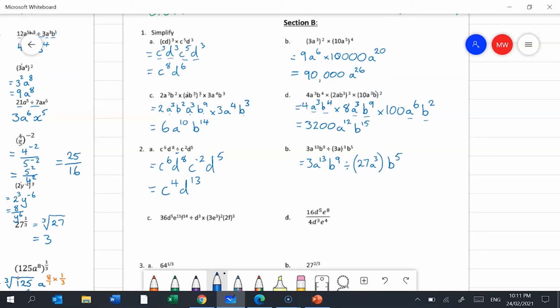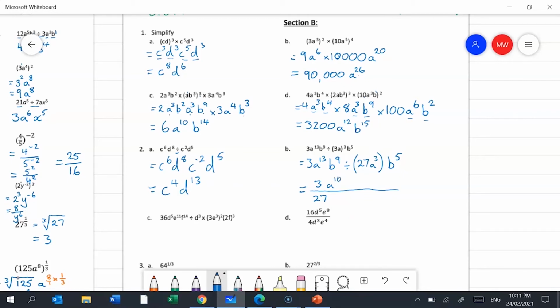And so what we'll do in the next line is the 27 has to go down, because it's really to the power of minus 1 there being divided, okay? So it goes down, so it stays positive, and we don't muck around with the numbers. And we'll just sort out the letters. So we've got a to the 13 minus 3, okay? Because it's being divided, so it's negative, so it becomes a to the 10.